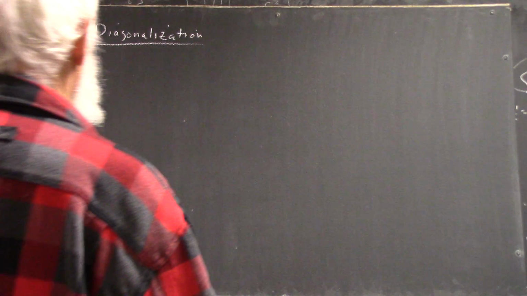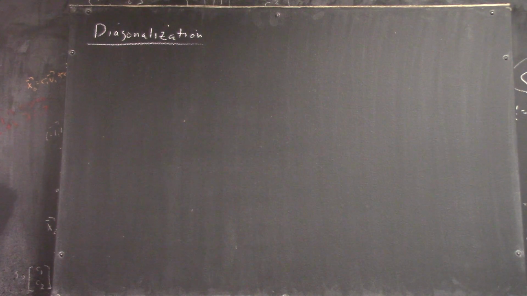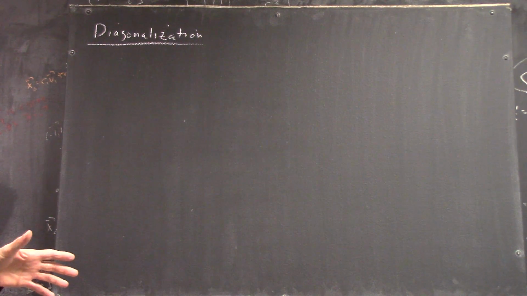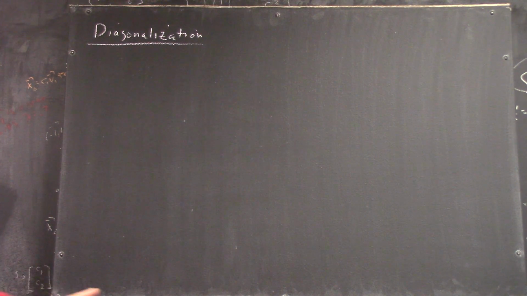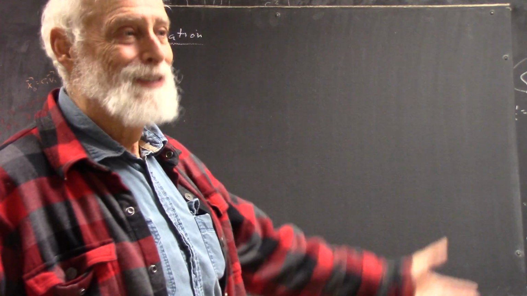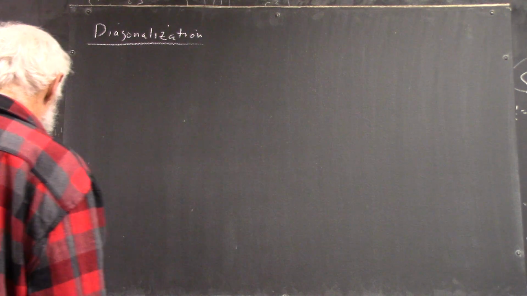Okay, the situation of diagonalization is fairly simple if you've got everything else. And there's some real advantages to it, because the matrix is diagonal. It's really easy to multiply by it. Okay? So, diagonalization.